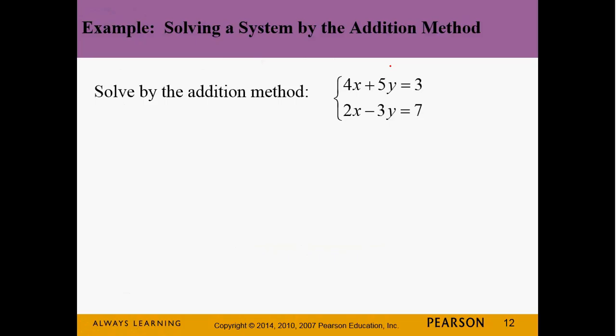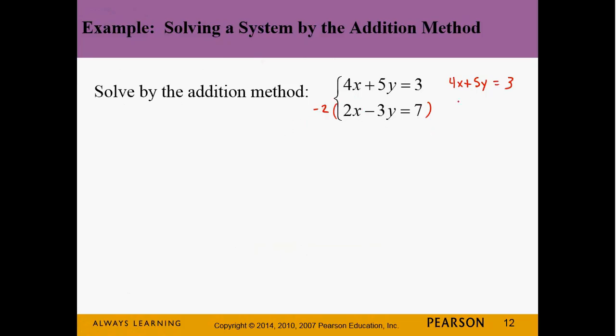They're already opposite signed, but there's no real way to make the 5 become a 3 or the 3 become a 5. Okay? So we're going to worry about that in a minute. We're just going to eliminate the X. So, if we multiply the X by negative 2, then that's going to give us 4X plus 5Y equals 3. The top one didn't change, but the bottom one, we're going to distribute that negative 2 all the way through.